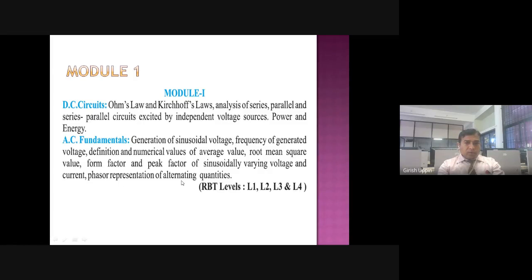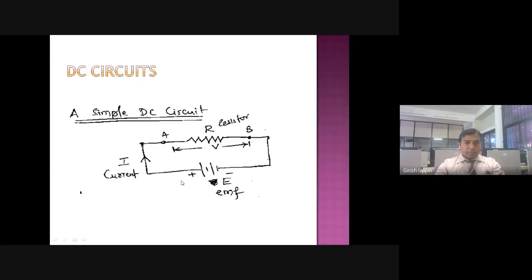Then we will see the phasor representation. So let us start with a very simple DC circuit. What is a circuit? A DC circuit is nothing but a closed path provided so that the electrical current can flow, and it is supplied with an EMF source.